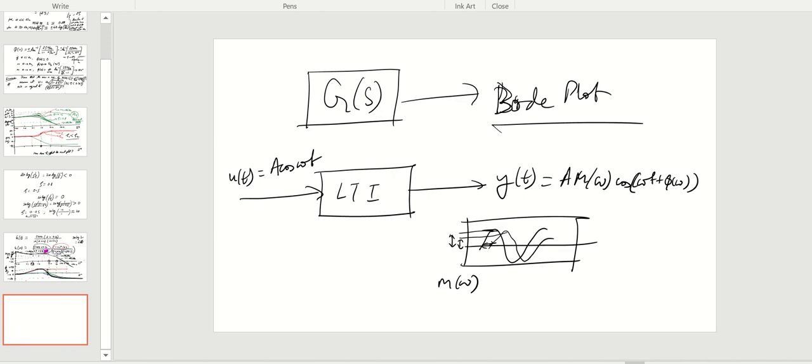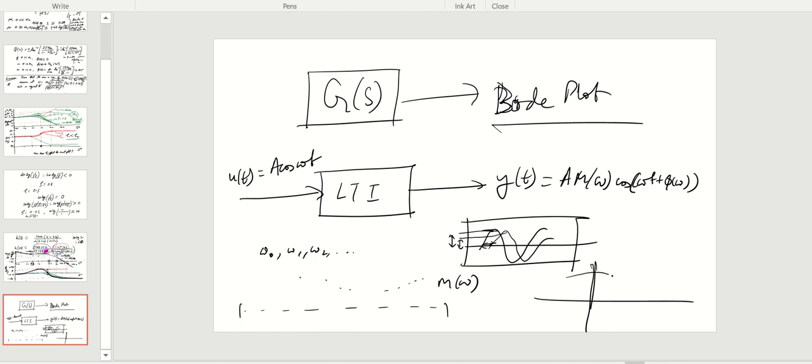So you carry on doing this by applying sinusoids of different frequencies. Suppose you choose omega 0, omega 1, omega 2, and so on, over a sufficiently large range of frequencies that are of interest to you. Then at least within that range, you can get those points, and then you sketch. So in the actual problem, you will basically sketch some plot like this. This will be your M(omega), and this will probably be your phase.